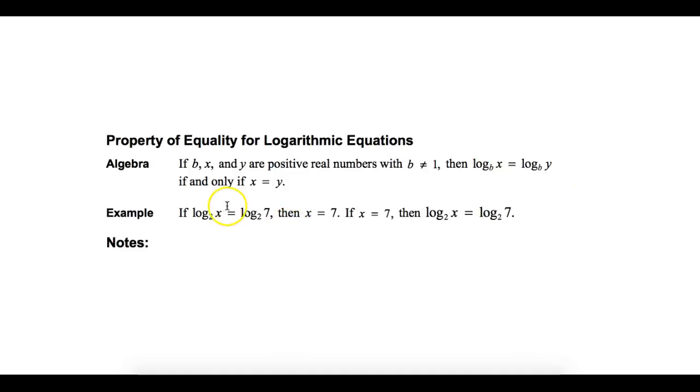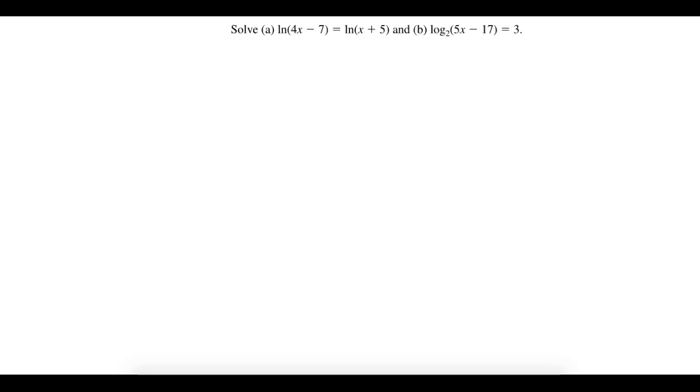as well. So our example here was if log base 2 of x equals log base 2 of 7, then we know x must equal 7 in this case. Because again, the bases are the same, so that means our numbers must be the same that we're taking the log of. So let's look at this first example here.